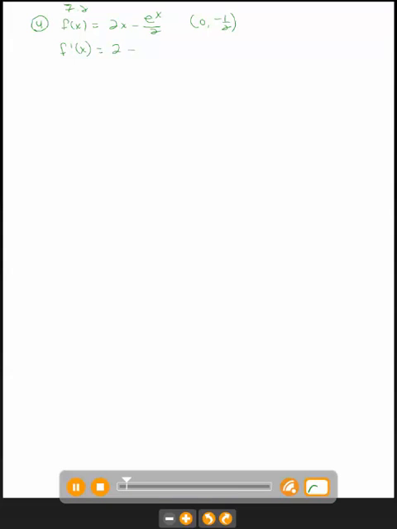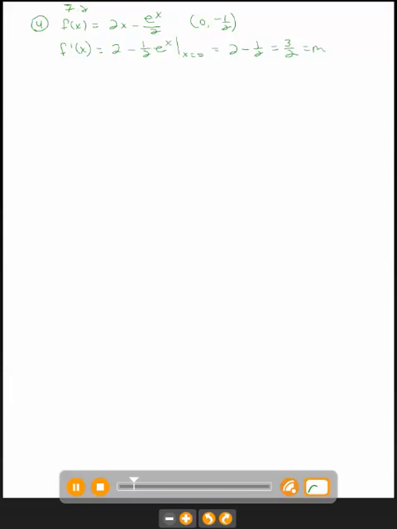Derivative of 2x is 2. This is a 1/2, so we're going to make it 1/2 in front. The derivative of e to the x is e to the x times the derivative of x, which is 1. And I need to evaluate this at x equals 0. So I get 2 minus 1/2. That would be 3/2, and that's my slope.